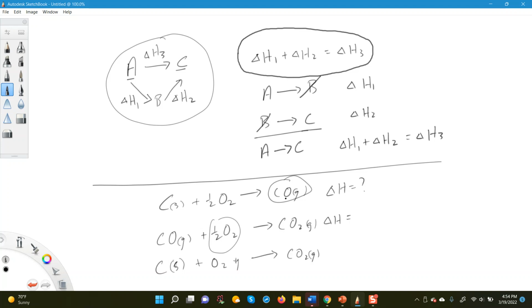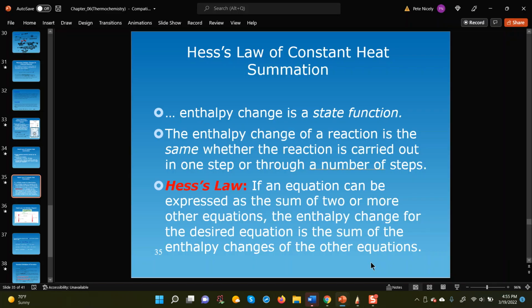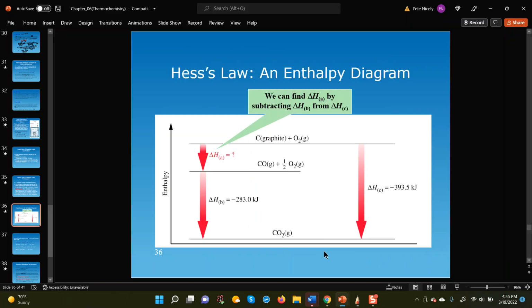So I think I have a slide which shows you how we can do that right here, all right? This diagram here is what we call an enthalpy diagram. We're starting with carbon and oxygen here. When carbon reacts with half a mole of oxygen, it forms carbon monoxide, right? And then that carbon monoxide will react with another half mole of oxygen to form carbon dioxide. As I said before, it is relatively easy to determine the enthalpy change going from carbon monoxide to carbon dioxide, and it's also relatively easy to determine the enthalpy change going from carbon and oxygen to carbon dioxide.